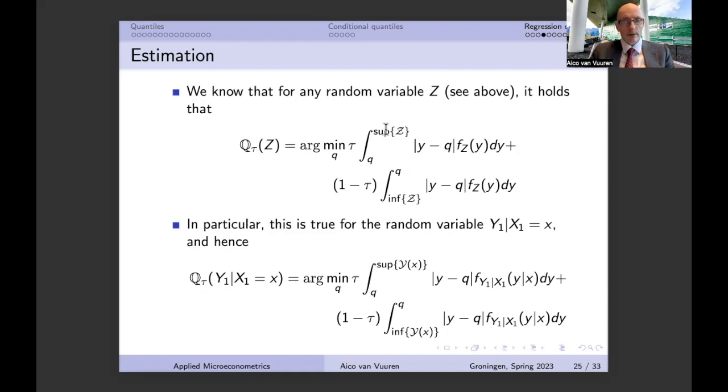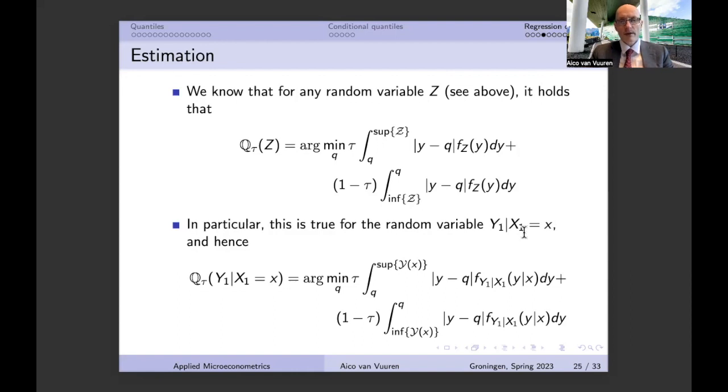Well, then what we can do is realize that this is of course true for any random variable, including of course a conditional random variable like y1 conditional on x1 equal to x. So there we can also write the conditional quantile of y1 conditional on x1 equal to x as the argument that's going to minimize this criterion function that we have over here.